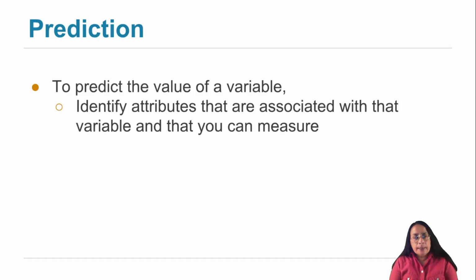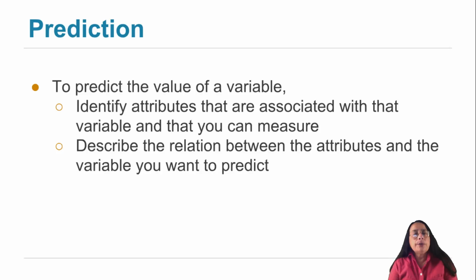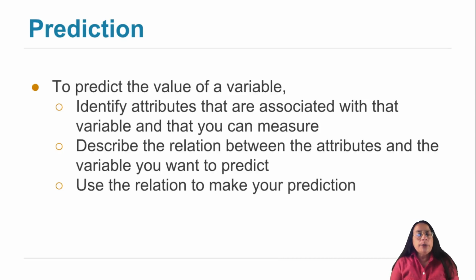For example, if you are trying to predict the outcome of a certain patient undergoing a medical treatment, then you might look at their medical history, their age, their gender, and so on. These are attributes that will be associated with their outcome. And if you can measure these, and crucially, if you can describe the relation between these attributes and what you're trying to predict, then for the new patient, you can measure all those attributes and use your description to make a prediction.